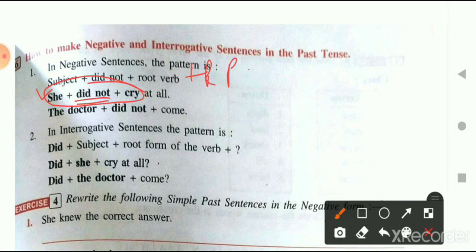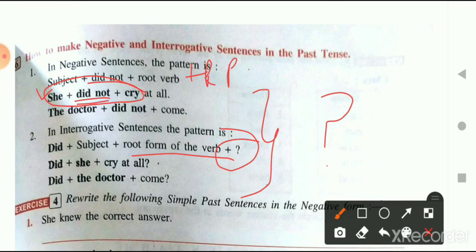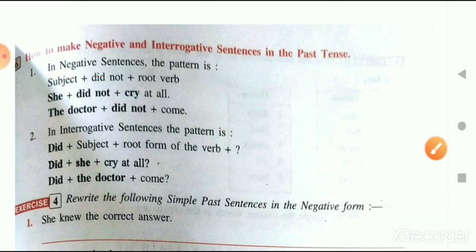Now for interrogative, what we are going to do is put did before the subject. Before the subject we are going to put did, then the subject will be added, and after that the root form of the verb plus a question mark. As you know, in interrogative sentences we always have a question mark at the end. So these are the ways to form negative and interrogative sentences.